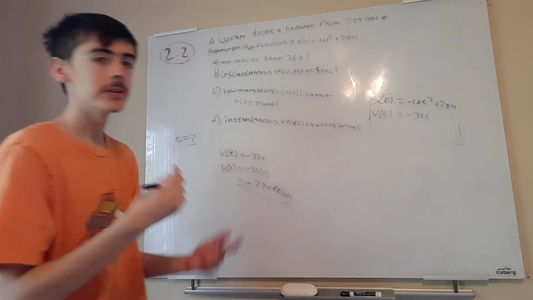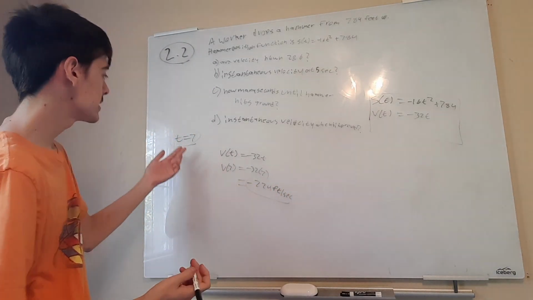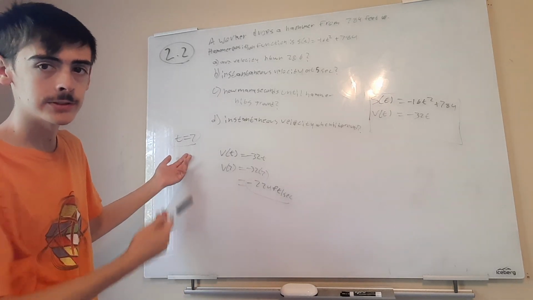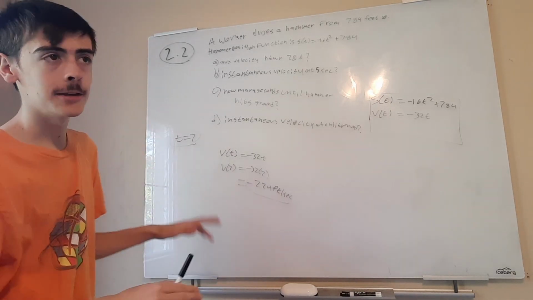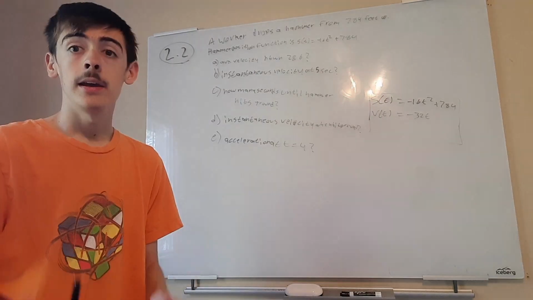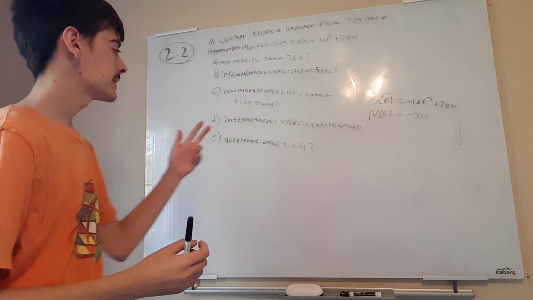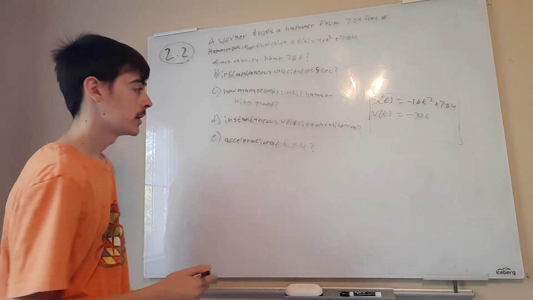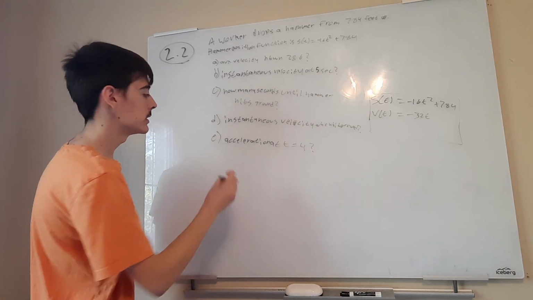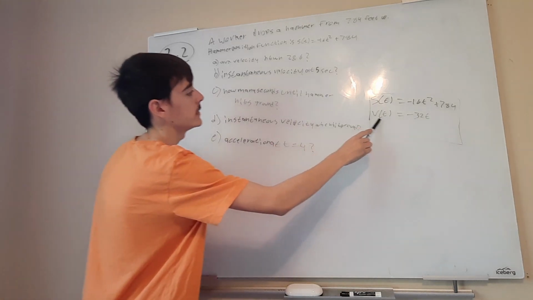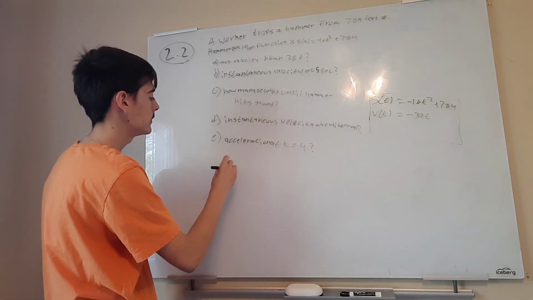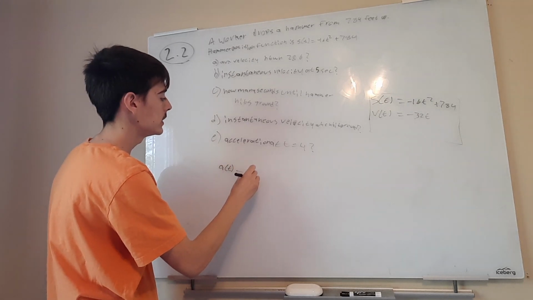Not sure if I put the units on the last one, but the answer was t equals 7, so it would just be t equals 7 seconds. That's the two answers for these past two. And lastly, for this one, we want to know the acceleration at t equals 4. So to find the acceleration, we just derive velocity. So derive this function right here. We will get a of t equals negative 32.